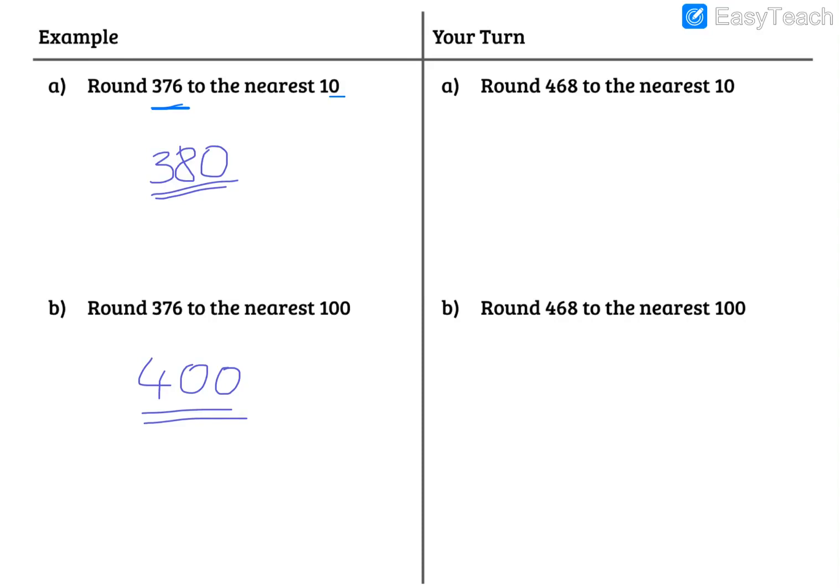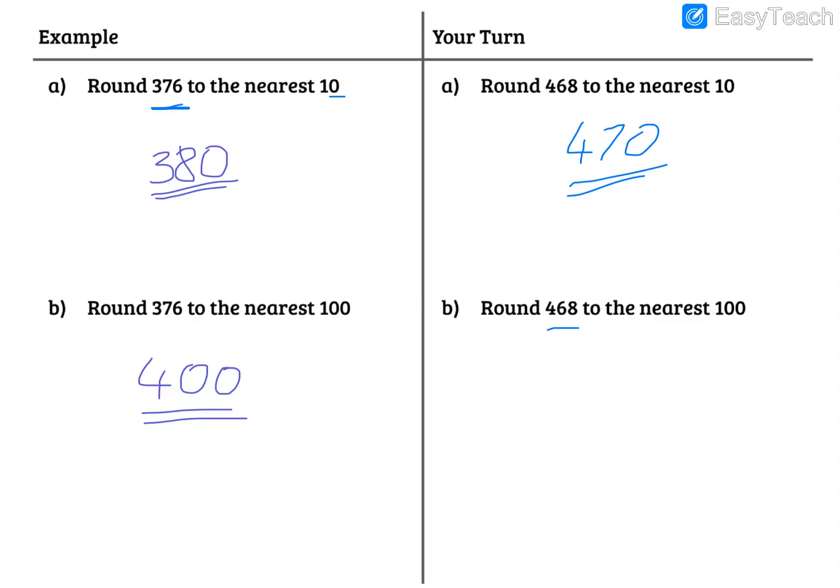So 468 to the nearest 10. So it's bigger than 460, but it's smaller than 470. Which is it closest to? We look at this 8. That tells me I'm rounding up. 468 rounds up to 470. So 470 is my answer for that first one.